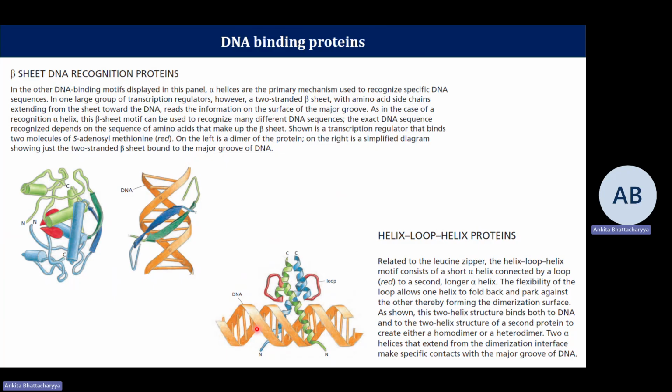Now, two alpha helices that extend from the dimerization interface make specific contacts again with the major groove of the DNA. So this part remains constant. The site of interaction remains the major groove of DNA. Why? The reasons we've already discussed before. It is simply the context of the motif binding and the regions of the motif that can actually be accessed that is differing among different classes of proteins. But the overall concept sort of remains the same.